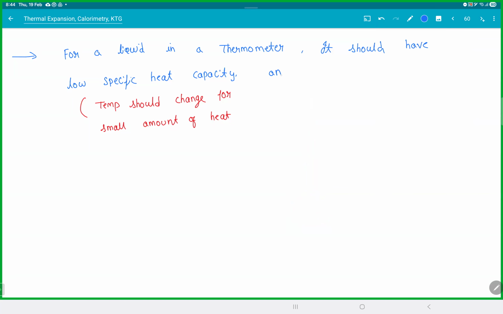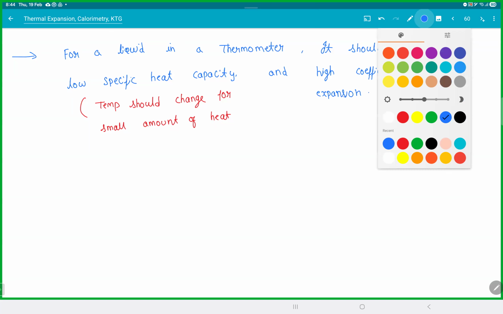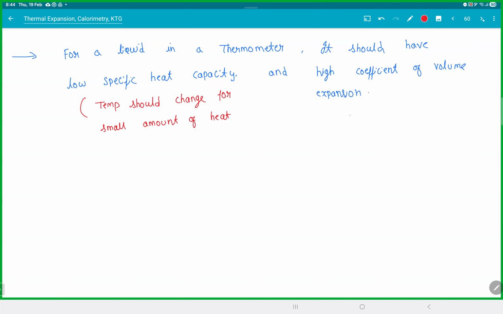Because what is coefficient of volume expansion? The higher the coefficient of volume expansion, the more easily the liquid can expand. High coefficient of volume expansion. So gamma tells you how easily the liquid can expand. Specifically, it tells you how difficult it is to change the temperature. So the liquid expands more for a small temperature change.